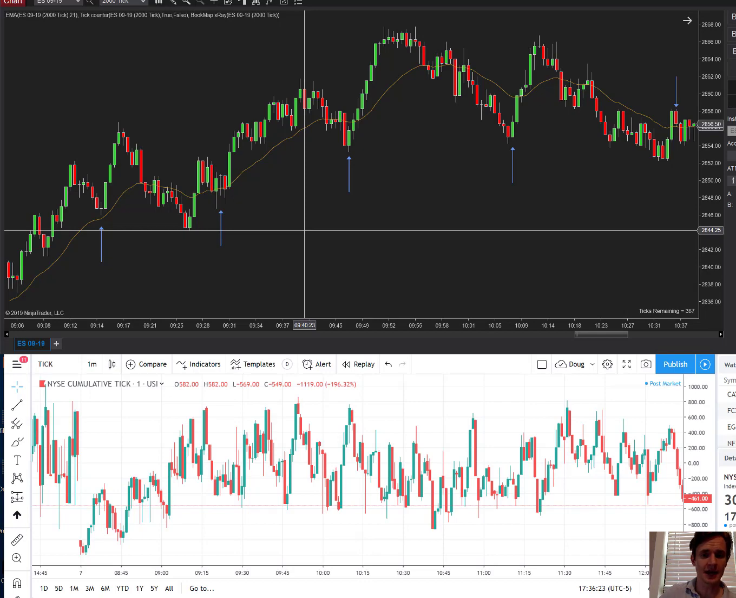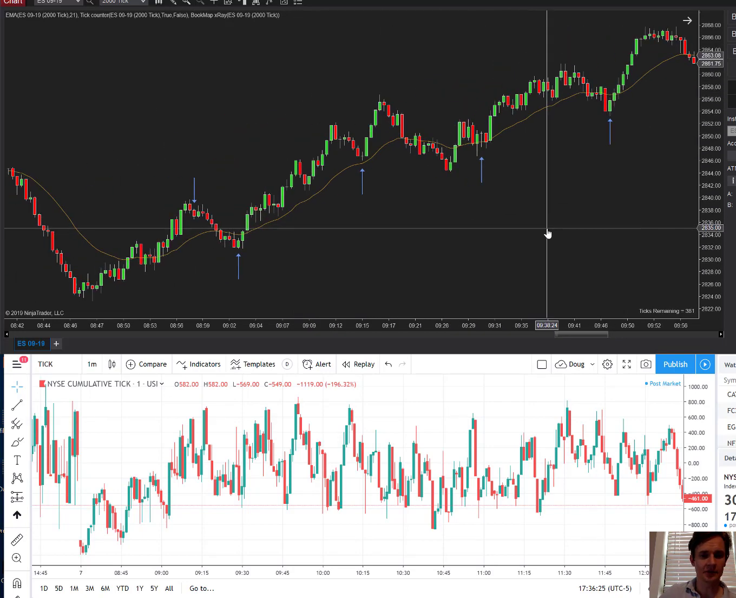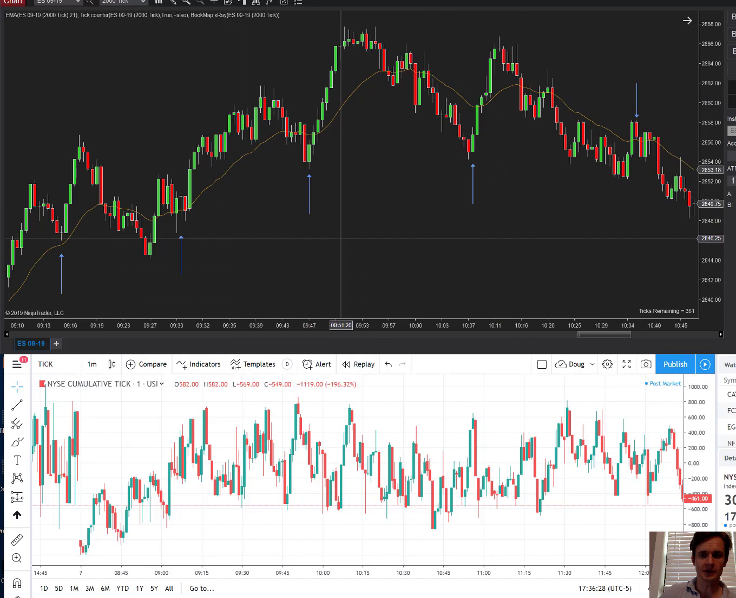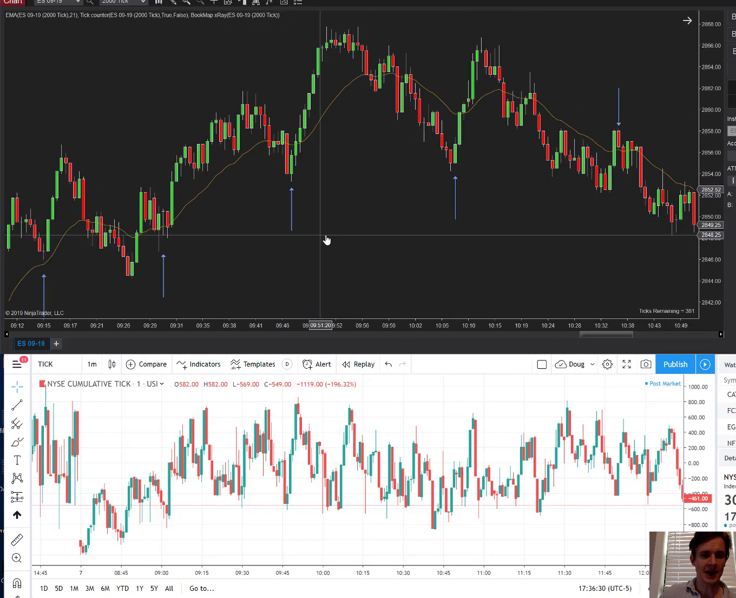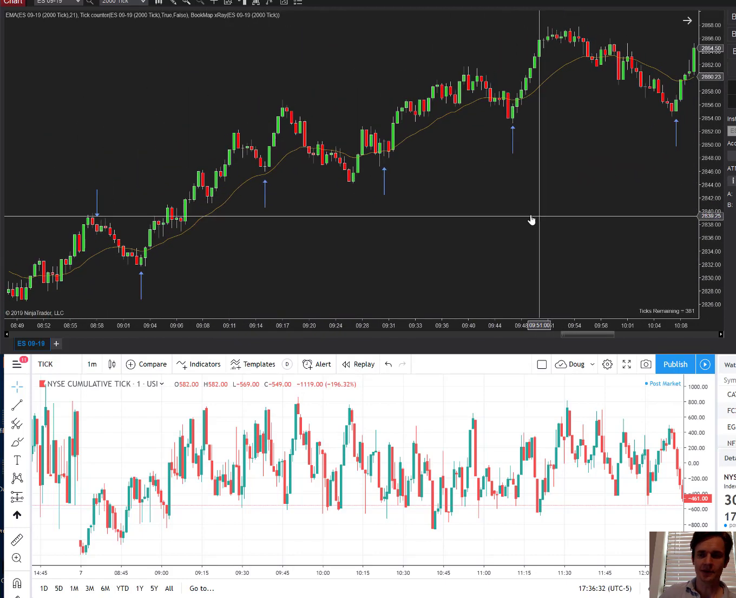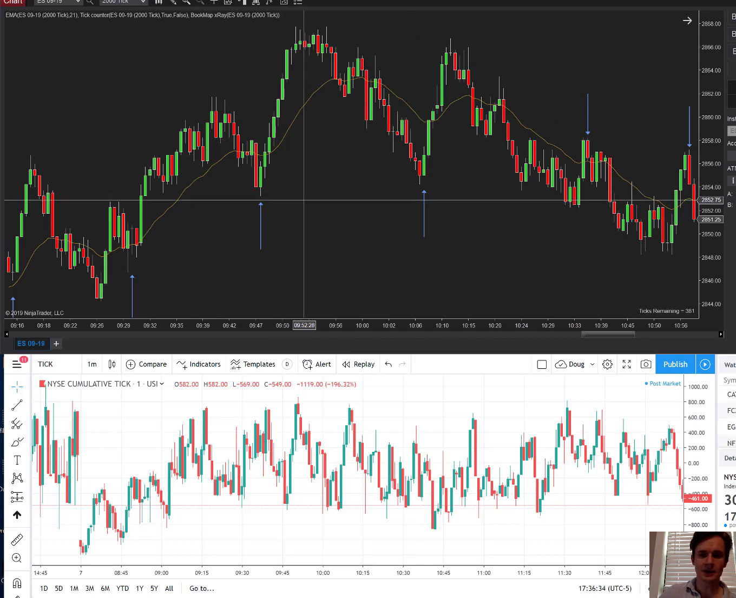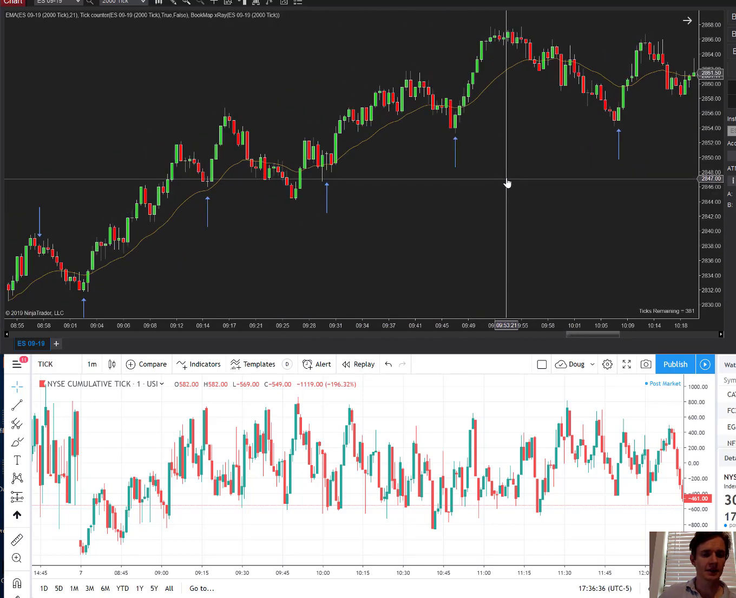But that's it. That's the order flow for the day. I hope some of your trades, if you were trading the ES, maybe matched up with this a little bit. If you're watching Mac's videos, have fun seeing if any of these match up with his trades as well.